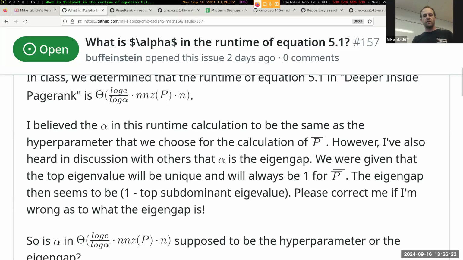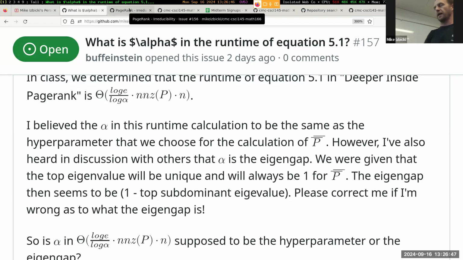So for example, there's this thing called the eigengap, the difference between the top and the second largest eigenvalues. How is that related to alpha? Why is alpha appearing in this runtime when it seems like a linear algebra specific thing? Just all the different questions about this alpha is what these 2 issues are talking about, and what we will talk about next.